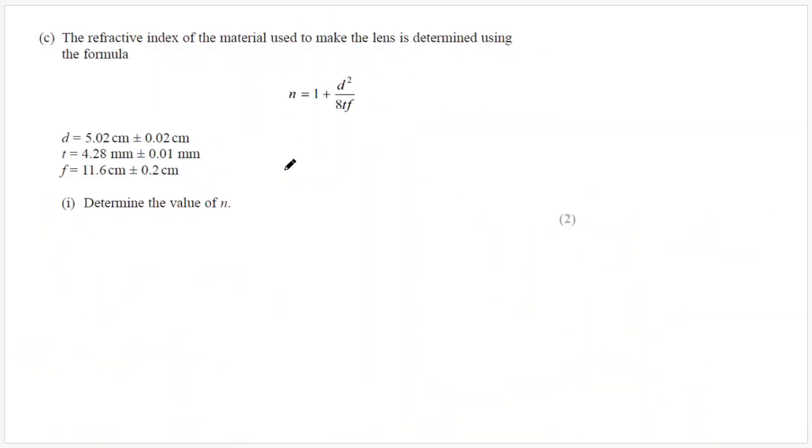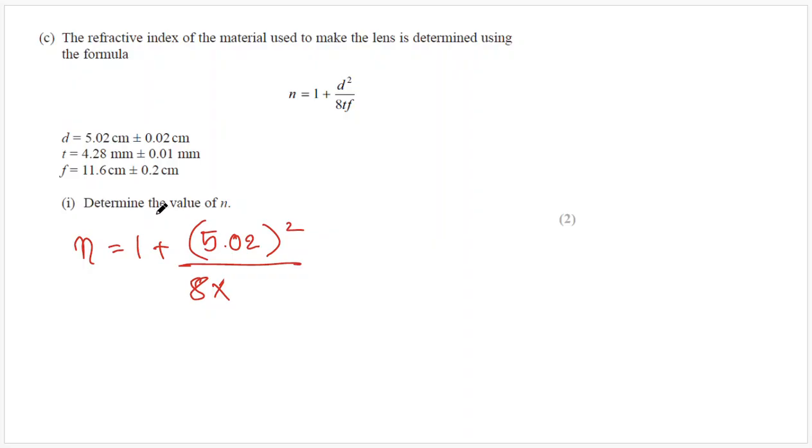The next part of the question asks you to calculate a value of n. So this is very straightforward. You just plug in the values into this equation. So n equals 1 plus the value of d is 5.02 whole square divided by 8 into, okay. So here's an issue. You look at all of the values. All of these are in centimeter.